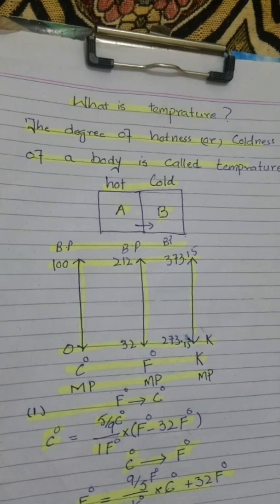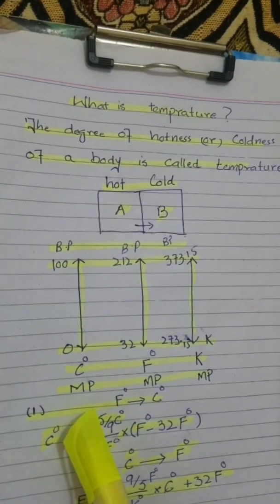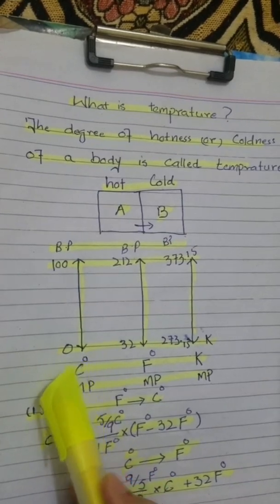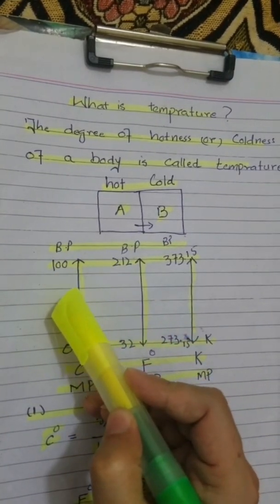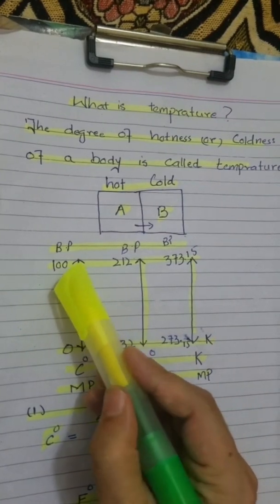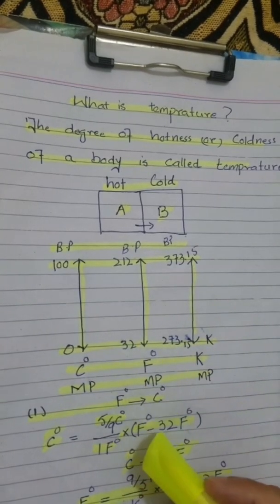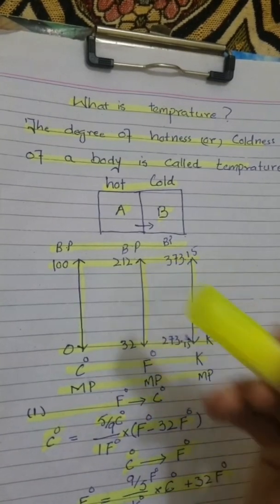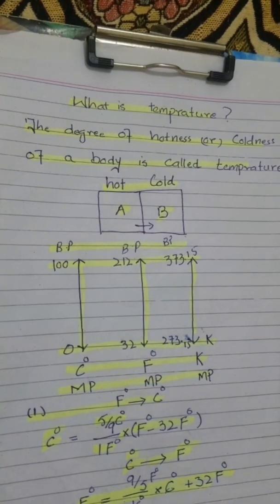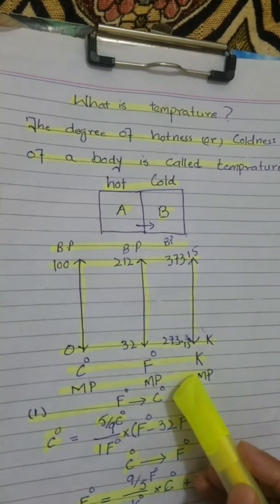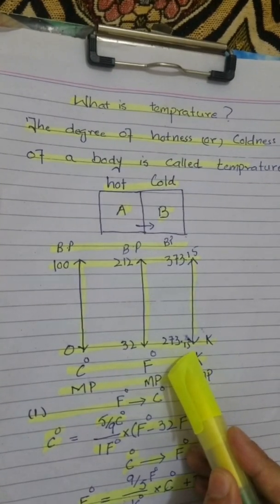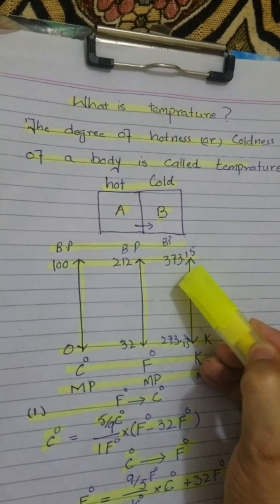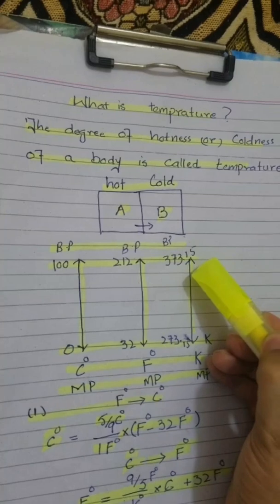The first one is the Centigrade scale, and here you can see that the melting point of water is assigned a 0 value on the Centigrade scale, while the boiling point is assigned a value of 100 degrees centigrade. In the same way, in the Fahrenheit scale, the melting point of water is given 32 degrees Fahrenheit, while the boiling point is given 212 degrees Fahrenheit. In the Kelvin scale, the melting point of water is given a value of 273.15 Kelvin, while the boiling point of water is given a value of 373.15 Kelvin.